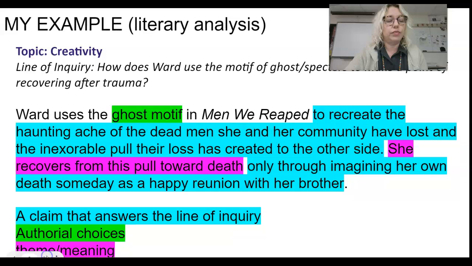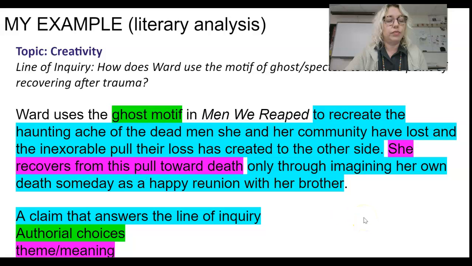I also have the sample that I did in my first video, and that is in my sample 2.7 that responds to this line of inquiry I made. How does Ward use the motif of ghost specters to make a point of recovering after trauma? And there's my thesis statement. I've got the ghost motif, the authorial choice. A lot of blue in this one, so I spent a lot of time trying to make my debatable claim. And then the meaning here is how she recovers from the pull towards death.